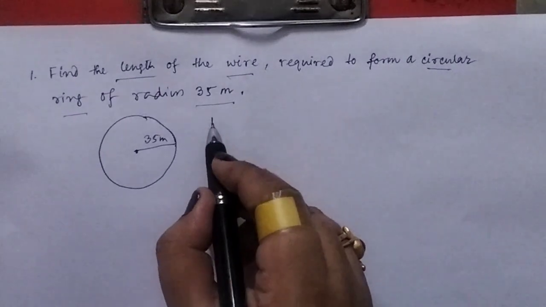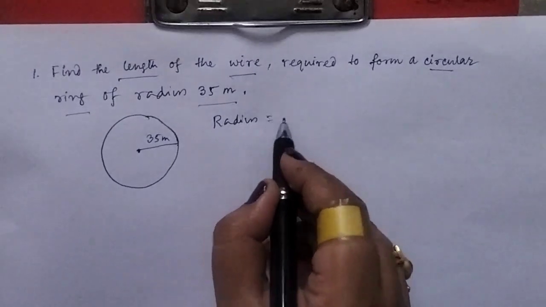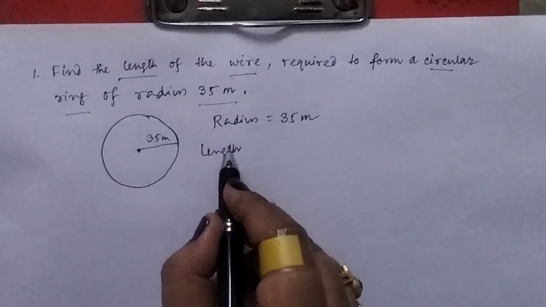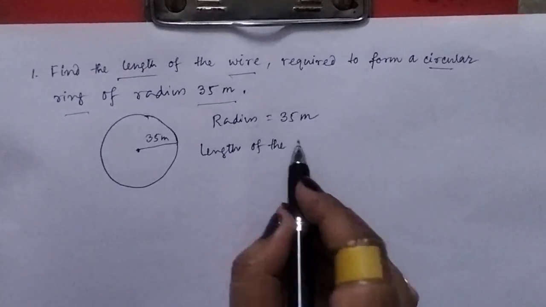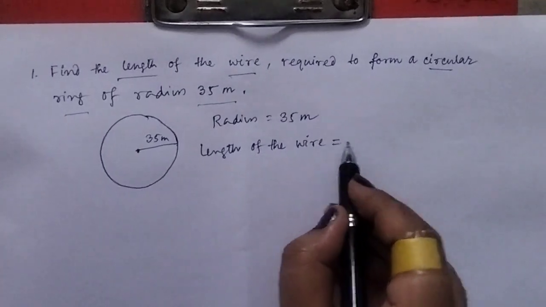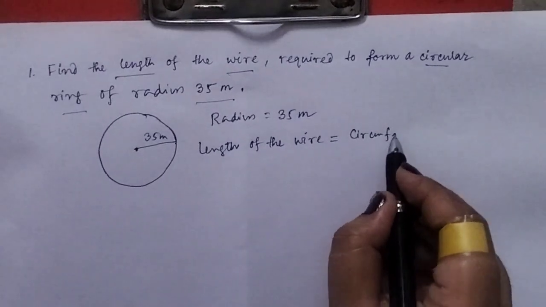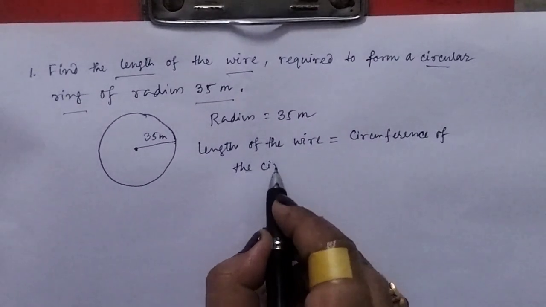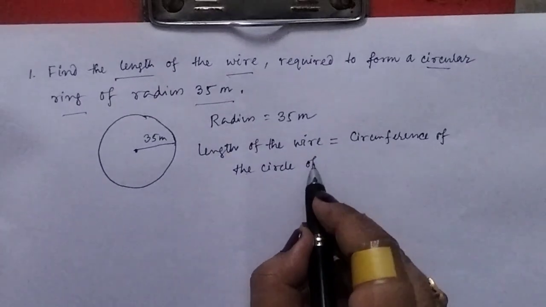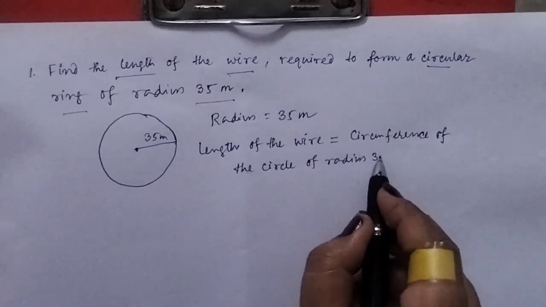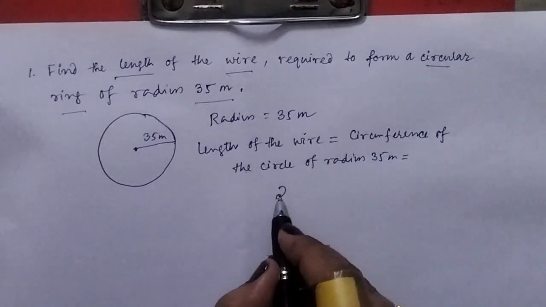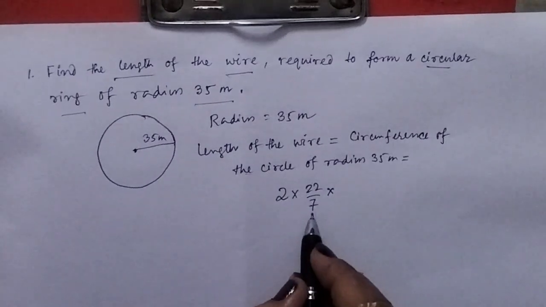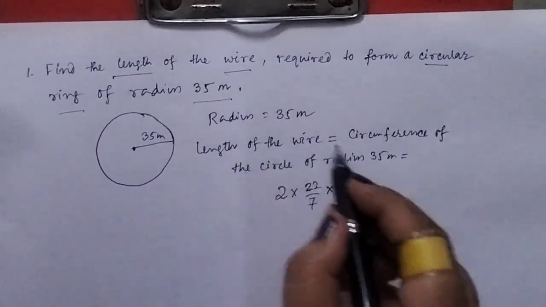So let's do this. Here radius is 35 meter. So length of the circumference of the circle of radius 35 meter is equals to 2 pi, means 22/7, which is fixed for all circles, into r, means 35.